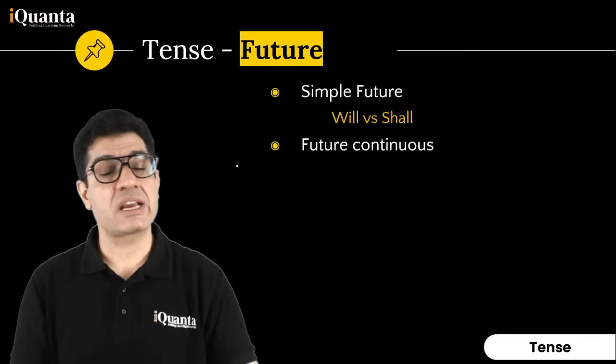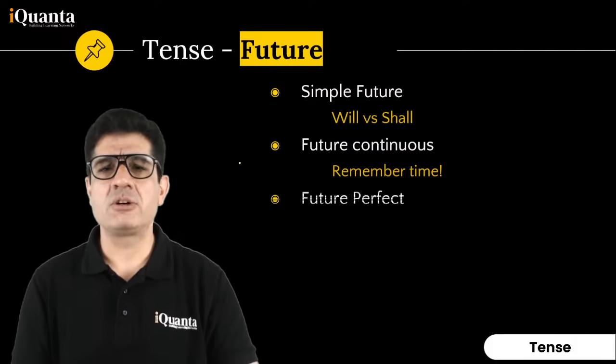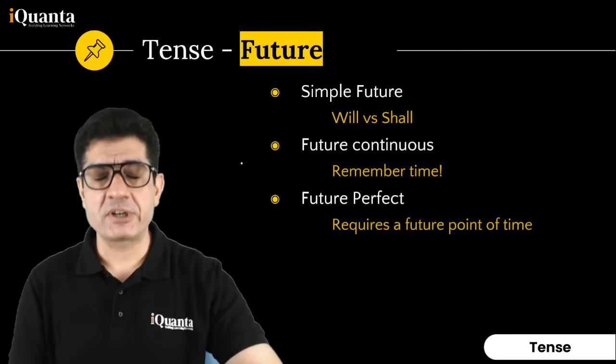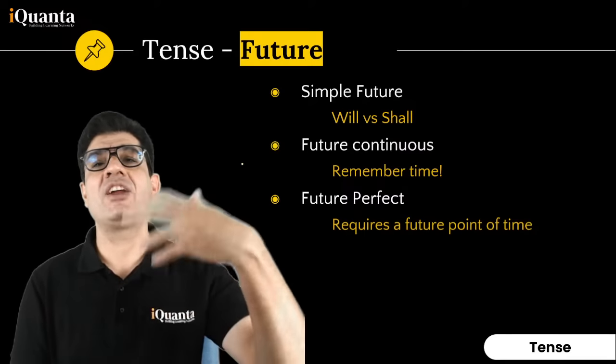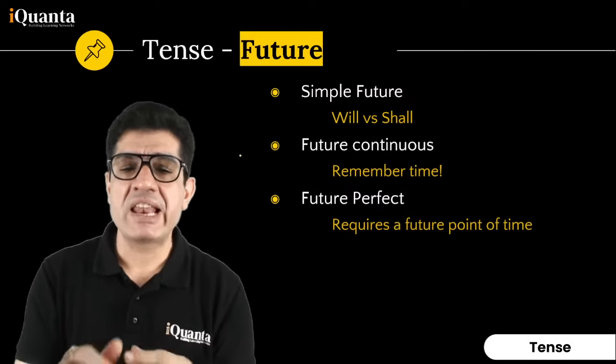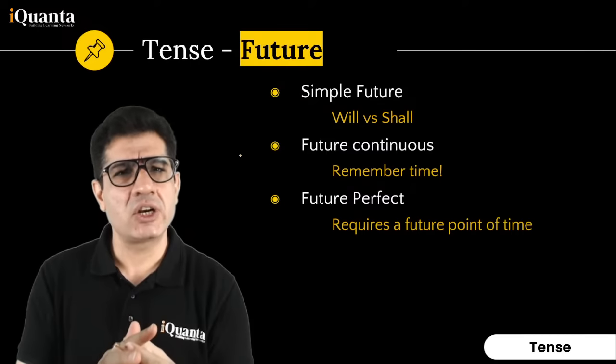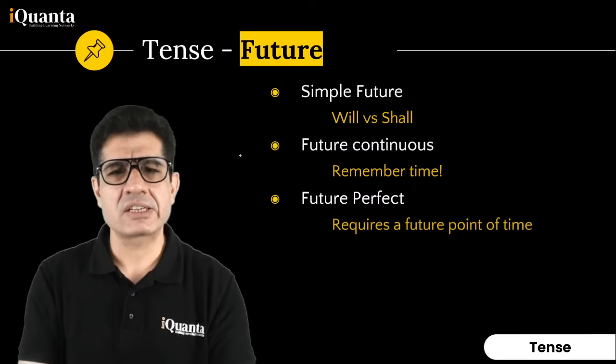Then future continuous, again ongoing activities in future. Once again, just like past continuous, you need to add time. Future perfect talks about the fact that a particular activity will get over by or before a point of time in future. For example, we will have finished revising tenses by 6:30. उससे भी पहले कर सकते हैं.